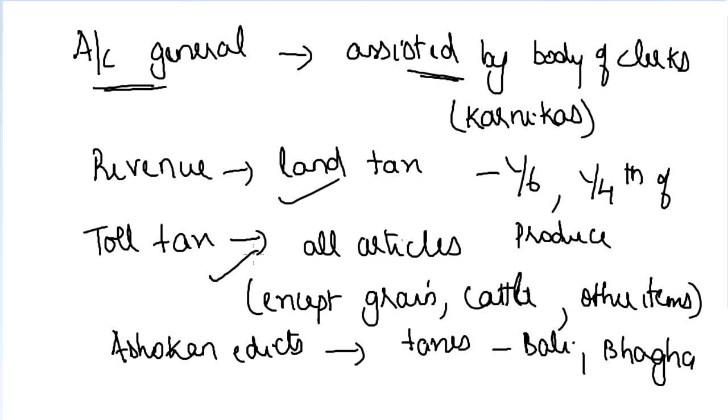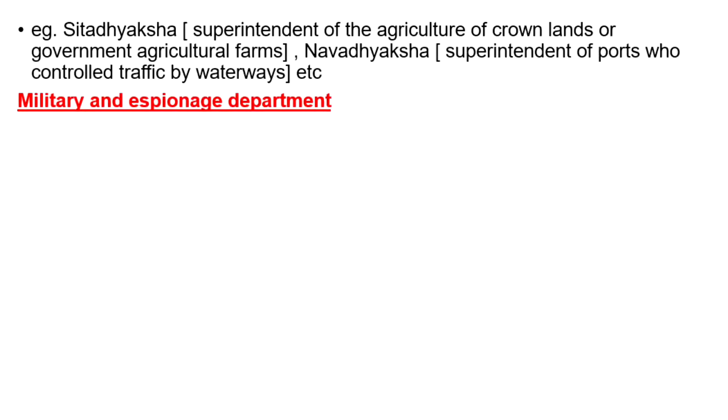Then there was toll tax, which was imposed on all articles except grain, cattle and other items. Two kinds of taxes were explained in the Ashokan edicts, that is Bali and Bhaga. These were the two kinds of taxes as said in the Ashokan edicts. So this much was the points regarding their revenue department. Now let us go through the points which we have studied till now.